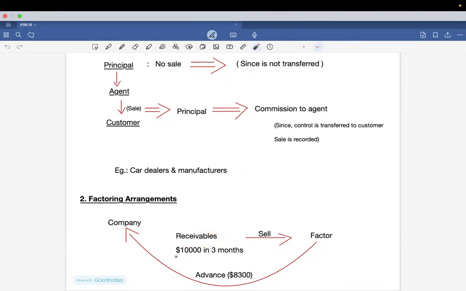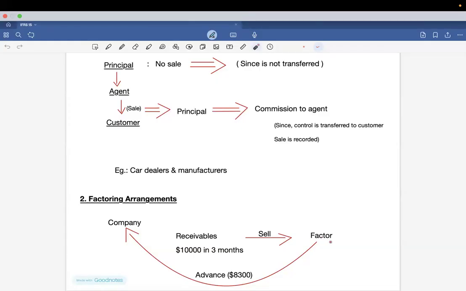The company has receivables of 10,000, which would be received only after 3 months. But something came up and the company needs the money ASAP. So what the company does is sell these receivables to an outsider company. Understood? And that particular company is a factor. Okay. It's like an inventory, but not an inventory. You're selling your receivables. Understood?